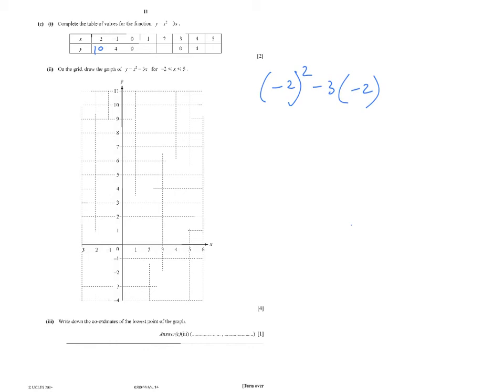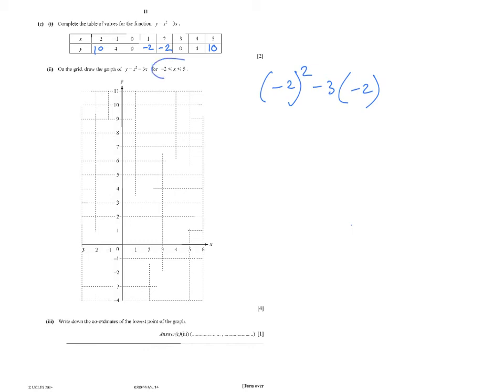And if you plug in 1, you get minus 2. If you plug in 2, you get minus 2. And if you plug in 5, you're going to get 25 minus 15, which is 10. And looking at the table of values, you already see some symmetry there, looking at the points, don't you? And you know that because a quadratic equation, you're going to get a parabola if you graph it, which is a symmetrical curve. You have a line of symmetry.